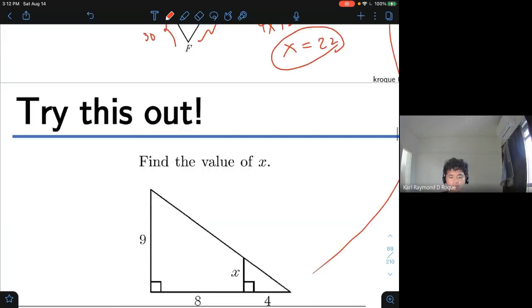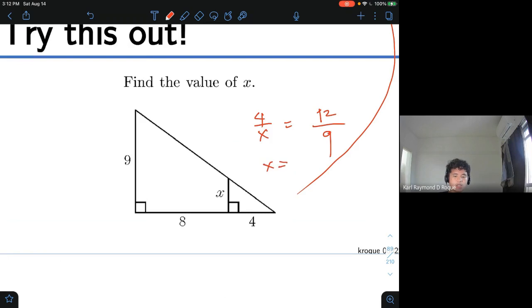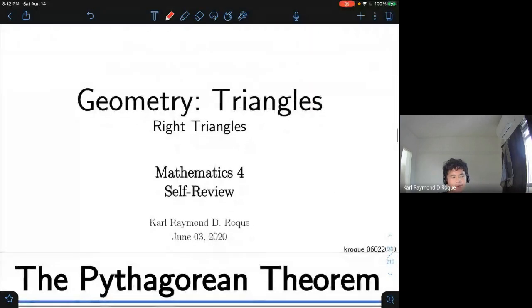Okay, next. Find the value of X. This is very easy. 4 is to X equals 12 over 9. X equals 3. Actually, it's easy because it's a 3, 4, 5 triangle. The other one is 9, 12, 15. So that is our next topic, right triangles. Before I go on, did you get the similarity?